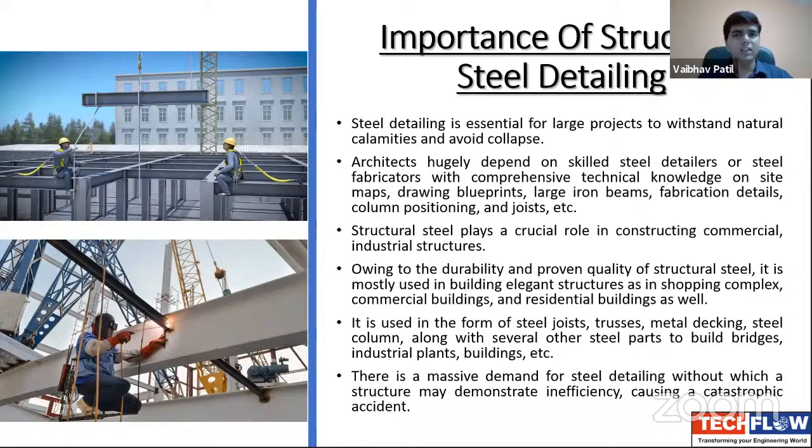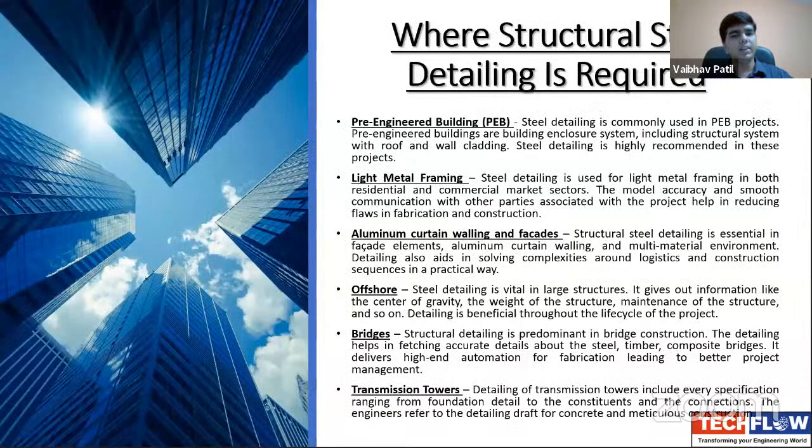Like in the US and Canada, most of the buildings, industrial, commercial, malls, colleges, are made up of steel with glass and other architectural trades. Then where is structural steel detailing required? Pre-engineered buildings, PEB, like a warehouse, just like you can see in an exhibition center, where there are only columns and roofs. It also covers pre-engineered buildings, light metal framing, and aluminum curtain walling and facades in the industrial sector.